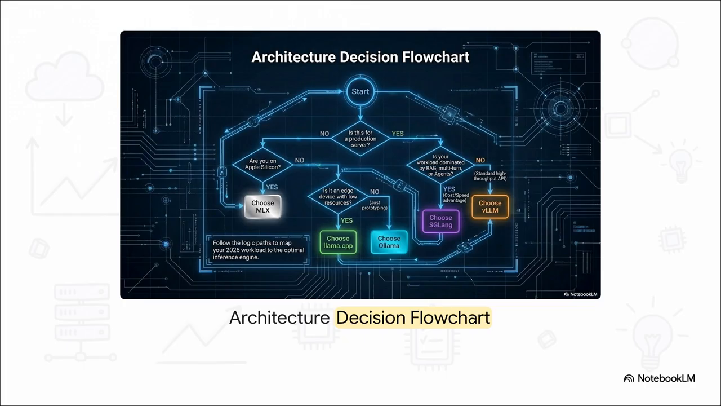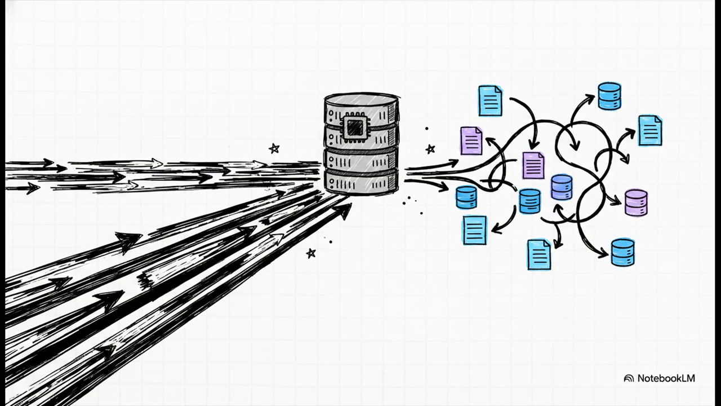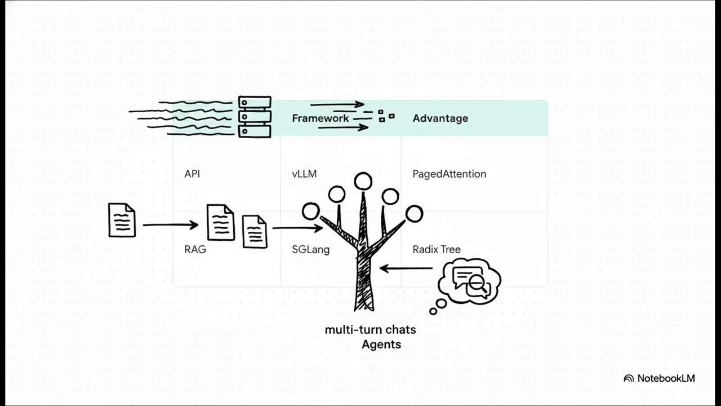But what if you are on a production server? Well, that brings us to the production server crossroads. When you're relying on heavy NVIDIA infrastructure at scale, the decision pivots entirely on the shape of your traffic. For standard high-throughput APIs, where your main goal is raw concurrent volume, vLLM is basically mandatory. Its PagedAttention maximizes that throughput natively.